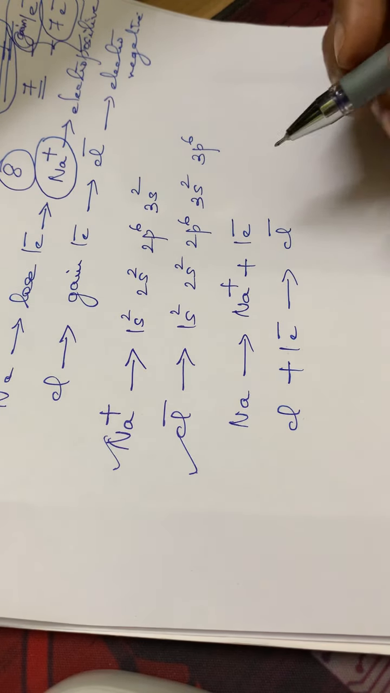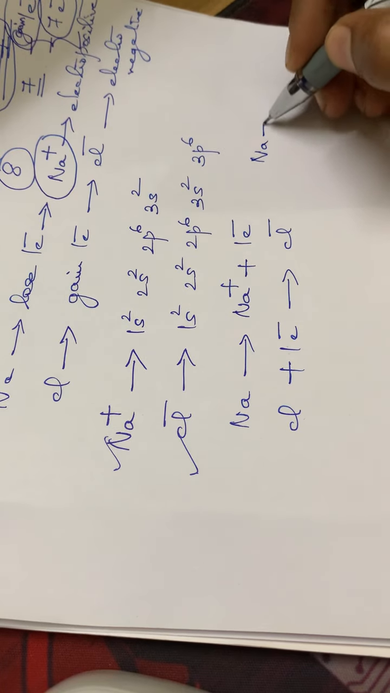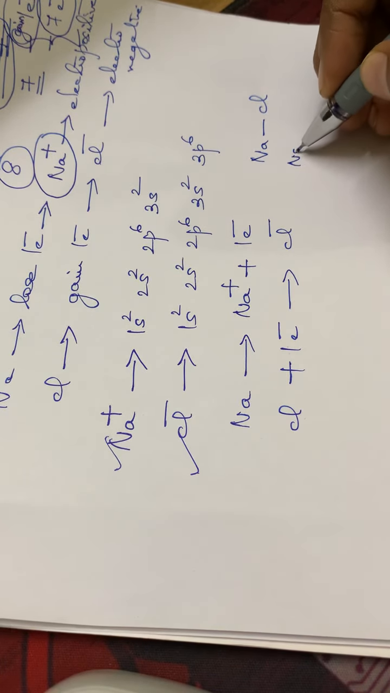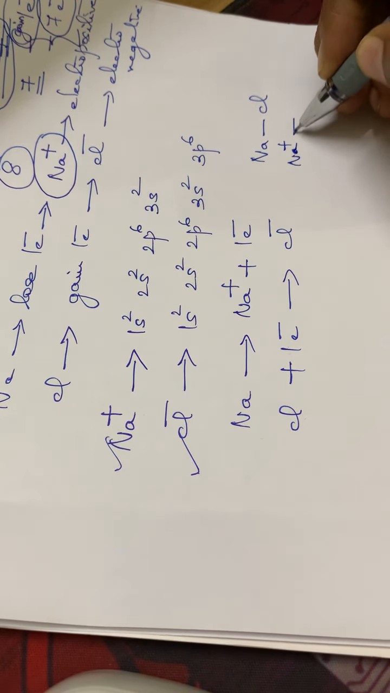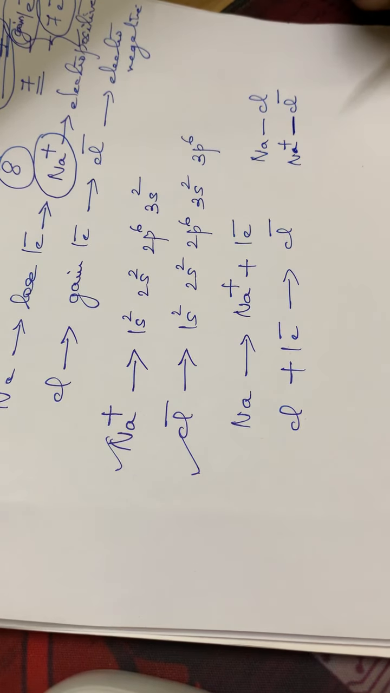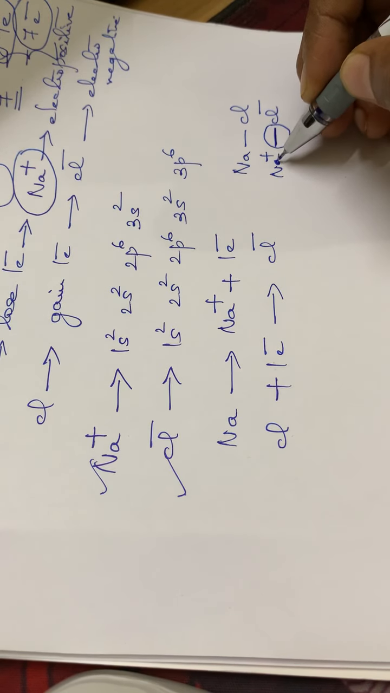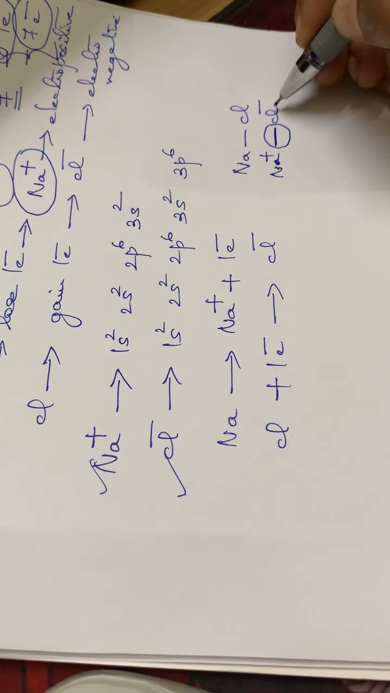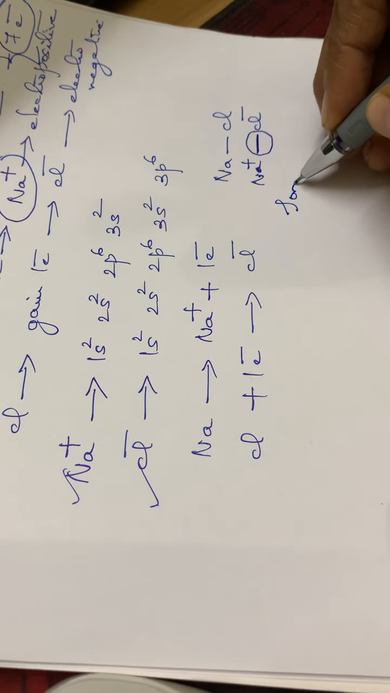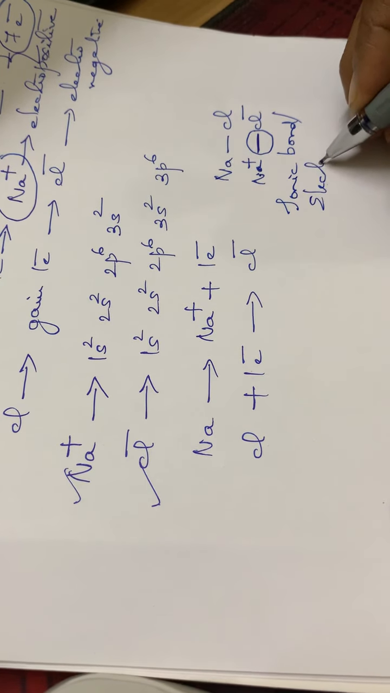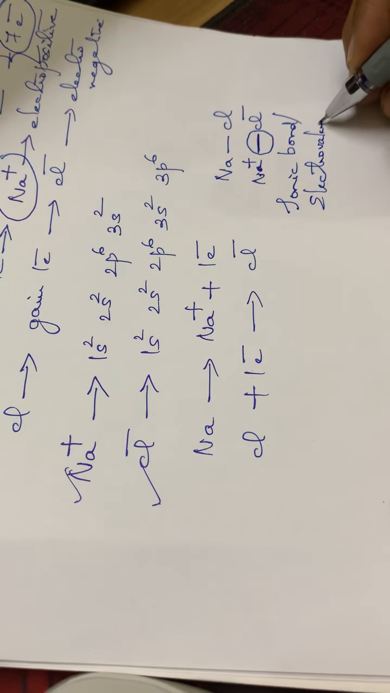In this ionic compound NaCl, sodium Na plus will form a bond with Cl minus. The electrostatic force of attraction which binds Na plus and Cl minus together is called the ionic bond or the electrovalent bond.